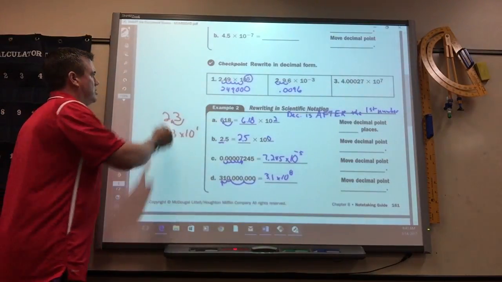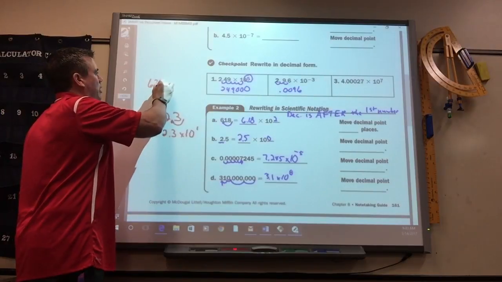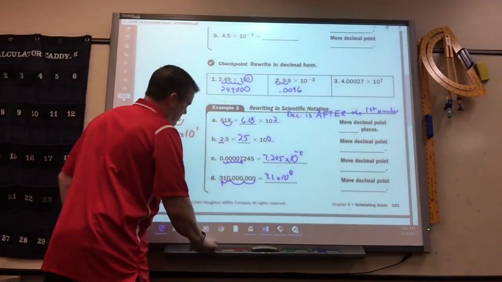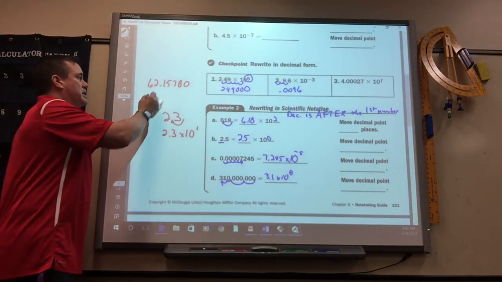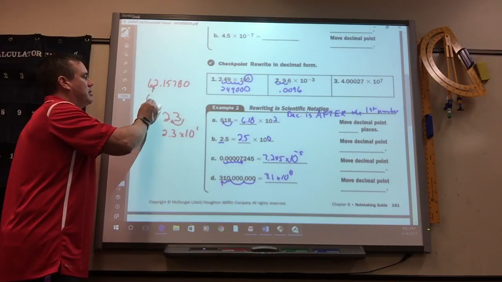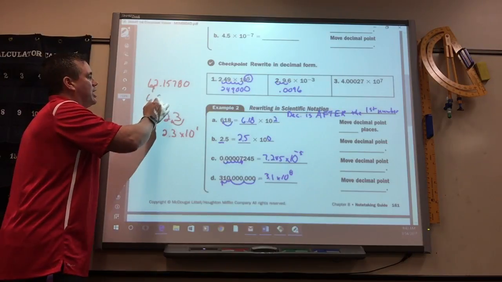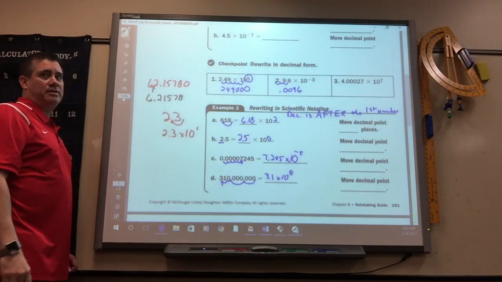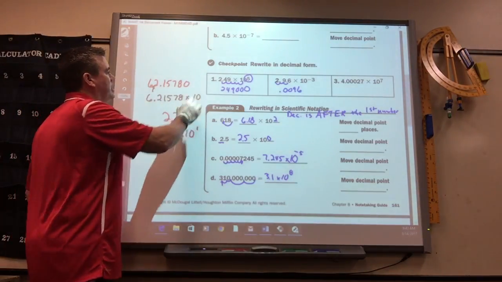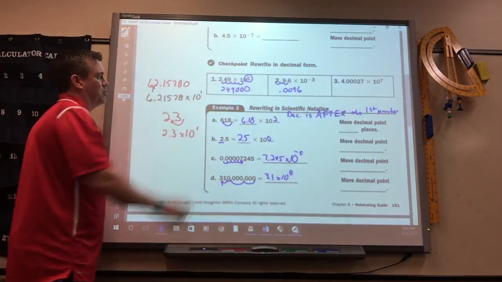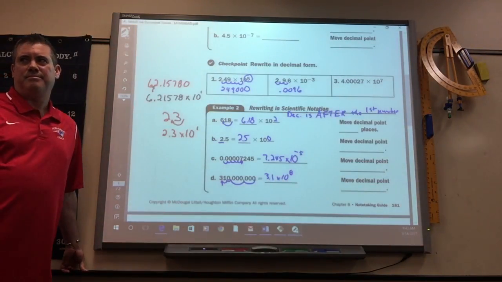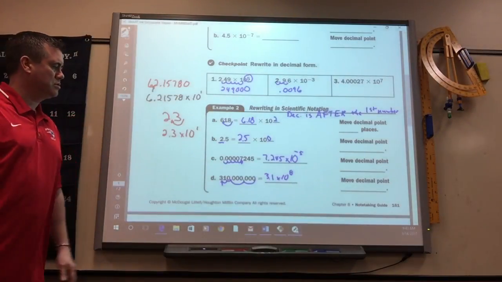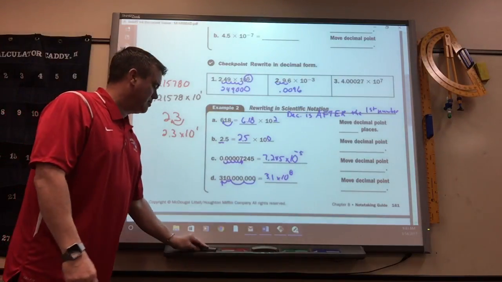If it was 62.15780, the rule is the decimal's got to go after the first number, and you've got to write all the non-zero numbers. So you just about rewrite the whole thing, times 10 to the first. I just moved it 1 spot. Okay? So they do throw some of these weird numbers in there to make sure you know the rules of where to move it.